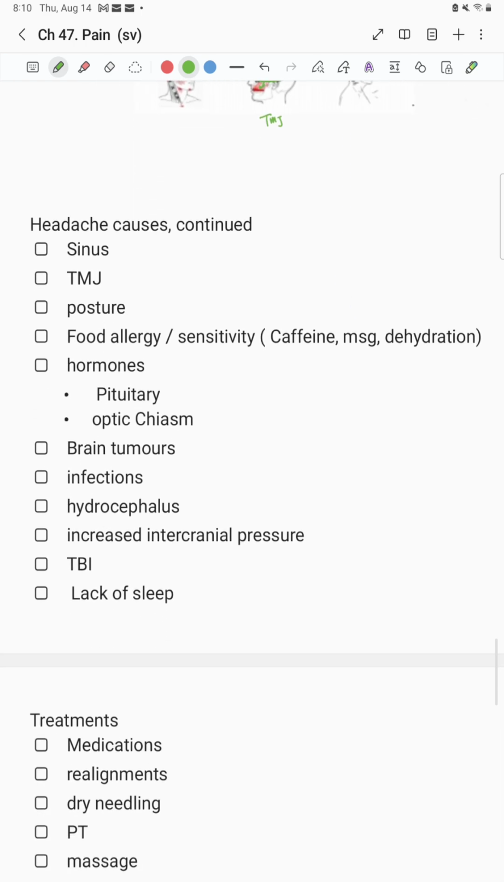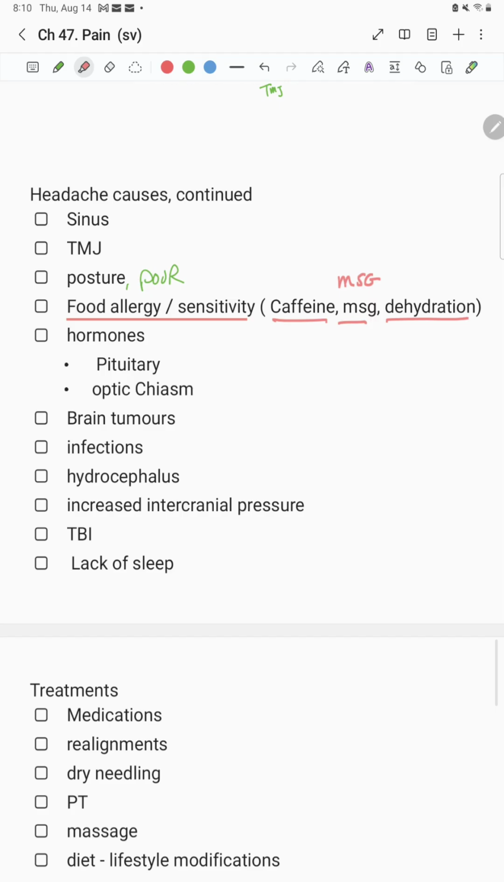eliminating it. Other things that can cause headaches are sinus infections, TMJ, so temporomandibular joint issues, or your jaw, poor posture. Okay, poor posture, food allergy and sensitivities. So if you're putting pro-inflammatory things into your body, that can cause headaches. Caffeine, MSG, monosodium glutamate, and dehydration can contribute to headaches.